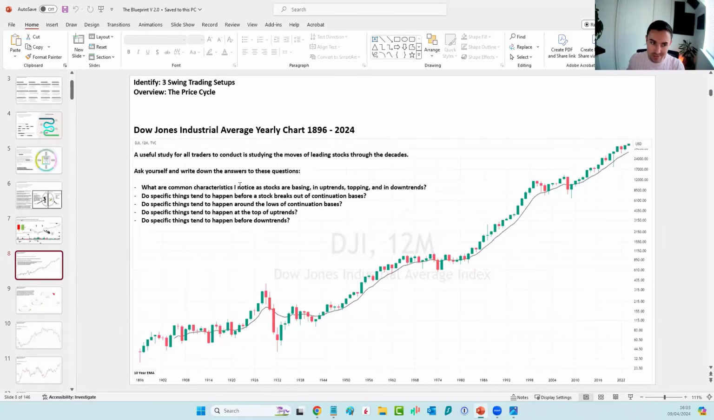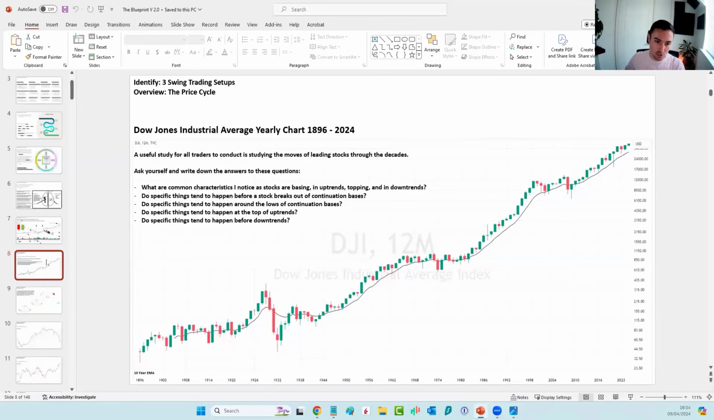What are the common characteristics I notice as stocks are basing, in uptrends, topping, and in downtrends? So what do you tend to see on a consistent basis when a stock is basing, when a stock is in a good uptrend, when it is topping, when it's in a downtrend? What are the common characteristics you see? Do specific things tend to happen before a stock breaks out of a continuation type base? Do specific things tend to happen around the lows of continuation bases? Do specific things tend to happen at the top of uptrends? So this can be kind of a climactic top. Don't worry, we're going to go into all of this. Do specific things tend to happen before downtrends? So what do you notice?